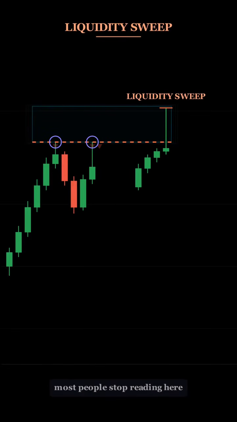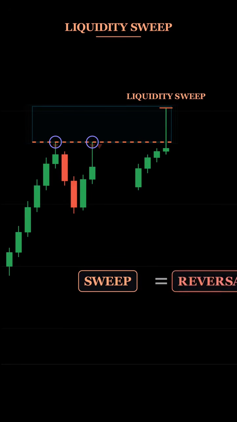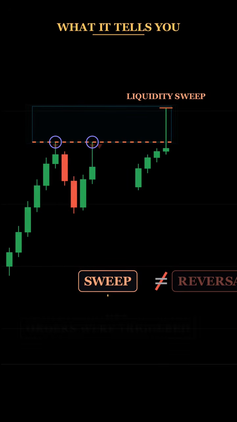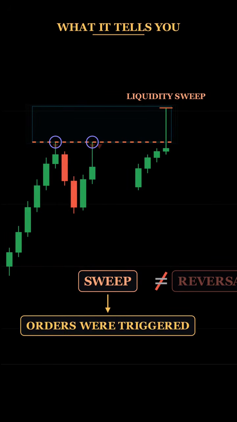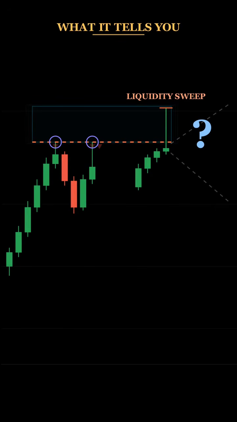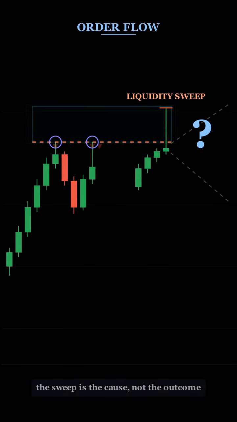But here's the part most beginners misunderstand. A liquidity sweep is not the same thing as a reversal. The sweep only tells you that orders around that level were triggered. What happens next depends on what the market does with the resulting order flow.